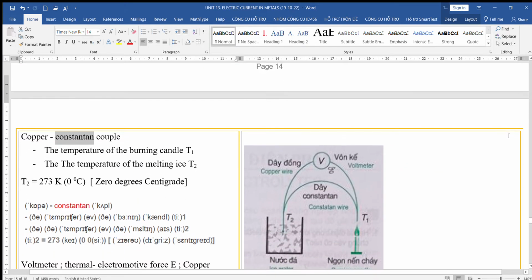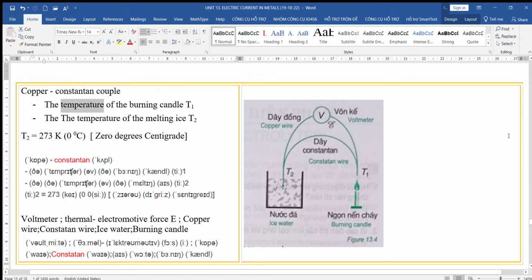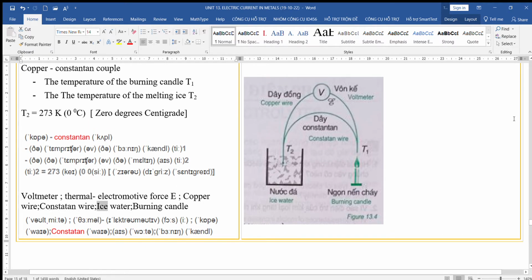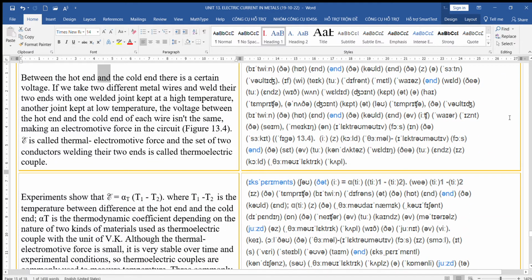Copper, constantan couple. The temperature of the burning candle is T1. The temperature of the melting ice is T2, equal to 273 K, that is 0 degrees centigrade. Voltmeter, thermal electromotive force E, copper wire, constantan wire, ice water, burning candle. Between the hot end and the cold end there is a certain voltage.